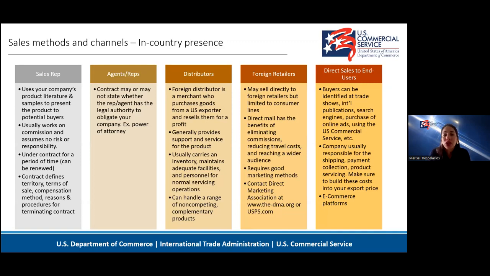Now, having in-country presence, you can do it through a sales rep. You can do it through an agent or a rep. The difference between these two is that agents can have power of attorney in the market, right? So this is a person that you may have in Malaysia that has with their signature the power to make legal decisions based on your company in that country, because you granted it to them. You can do it through distributors, foreign retailers. For these, you will really need good marketing materials, or the direct sales to end users, such as through e-commerce platforms.